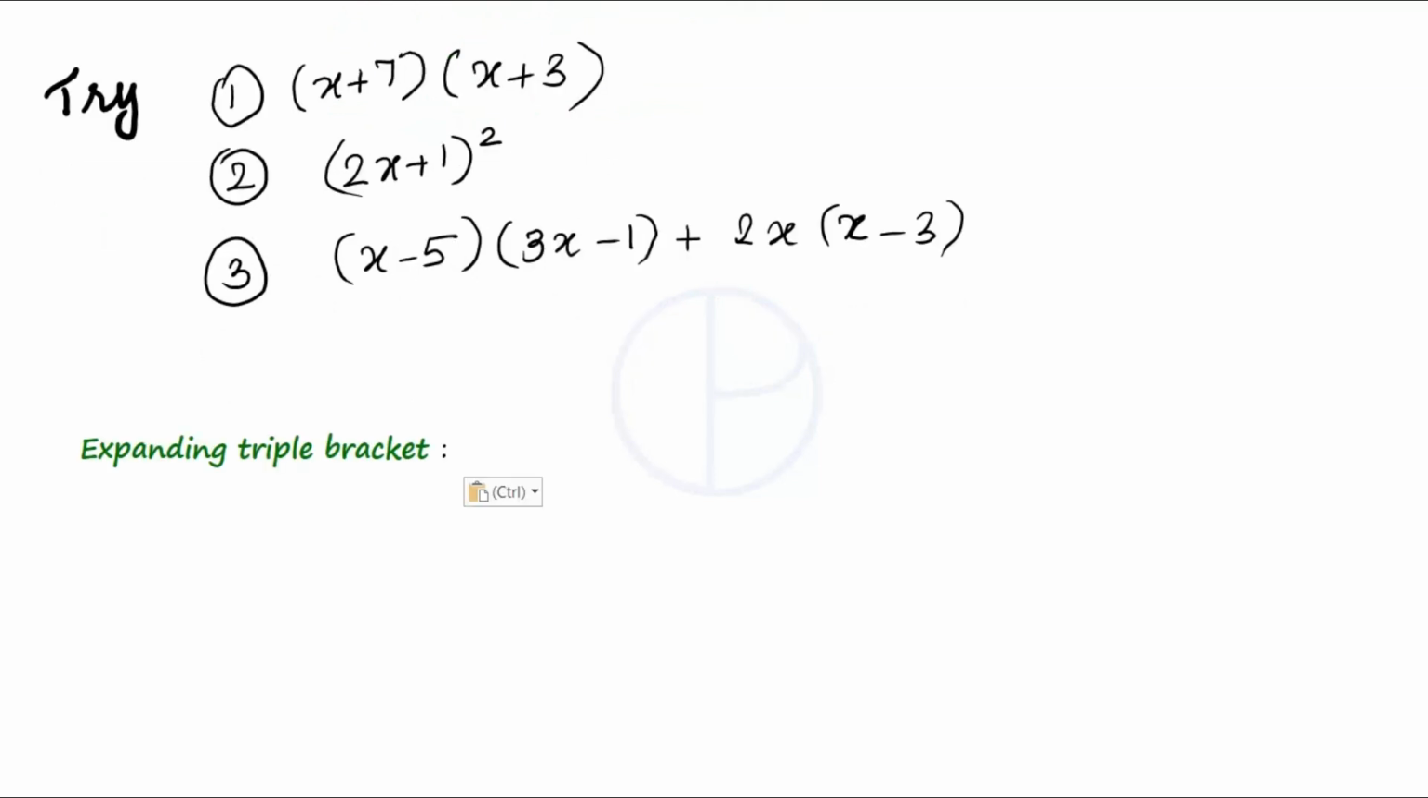Next, expanding triple brackets. An expression like this is called a triple bracket expression. You are multiplying three binomials together, but don't try to multiply all three at once. Do two at a time. First, let's expand the first two brackets. (x plus 1) multiplied by (x plus 2).